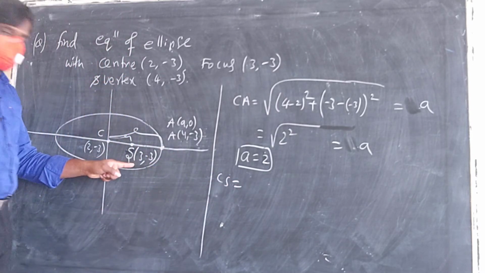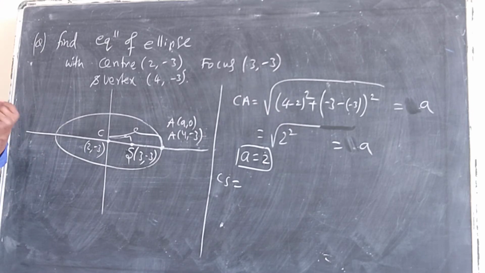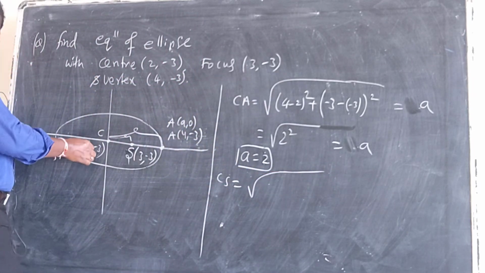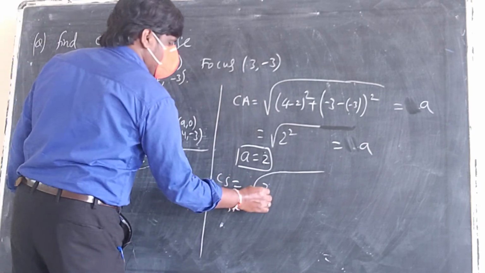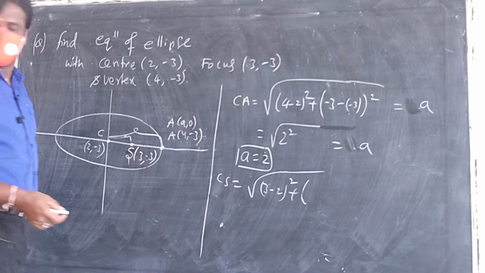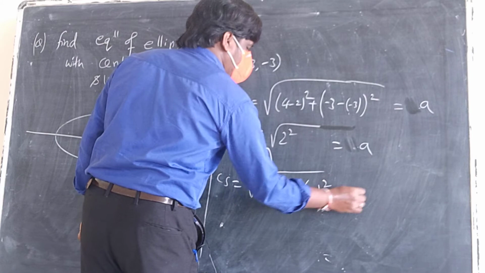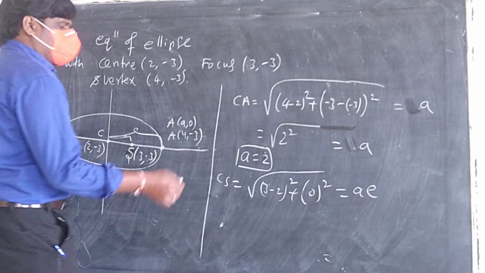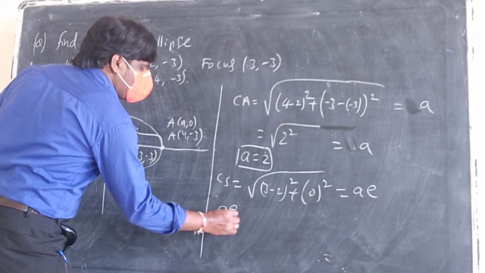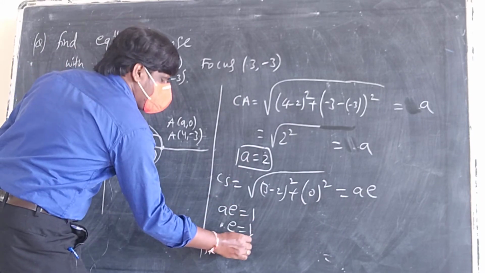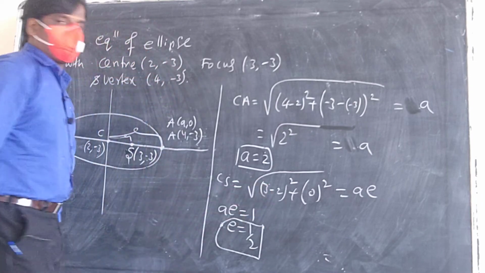The distance formula is a, isn't it? Focus. What is focus? AE. So the distance formula is a under root of (x2 minus x1), that is 3 minus 2 whole square, plus (3 minus 3) whole square. Again you get 0 only. So 0 whole square is equal to AE. 3 minus 2 is 1, so 1 square is 1. So AE is equal to how much? 1. Then E is equal to how much? 1 by A value 2, 1 by 2. So eccentricity is 1 by 2.